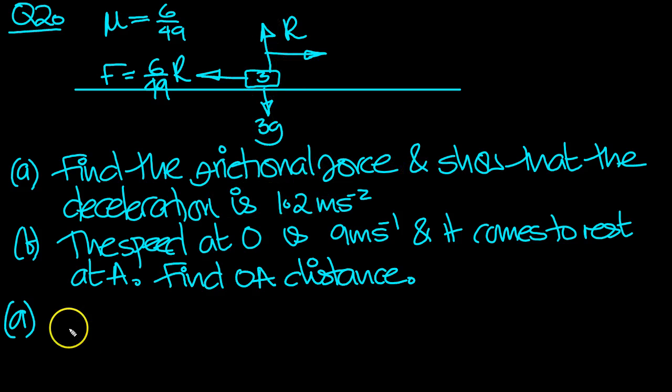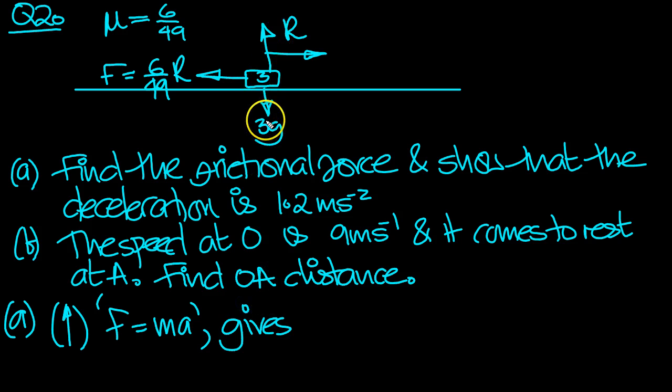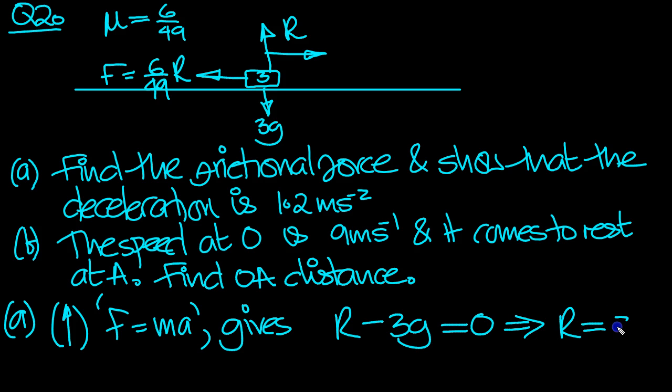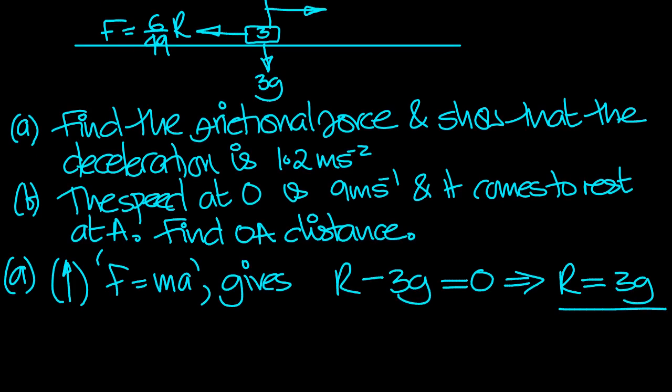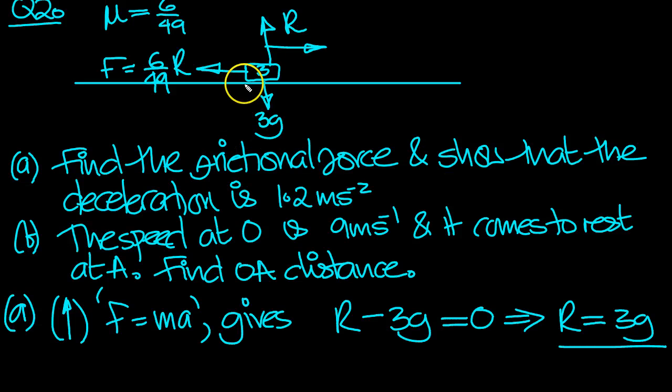So vertically, we'll apply F equals ma in the vertical direction. That gives R minus 3g, and there's no acceleration, so that equals 0, so that tells us that R is equal to 3g. So there's R. Okay, that's that one. Now we apply F equals ma in the forwards direction, with the acceleration a.